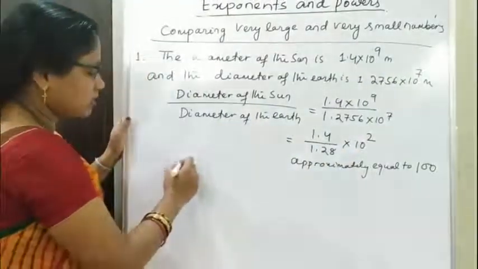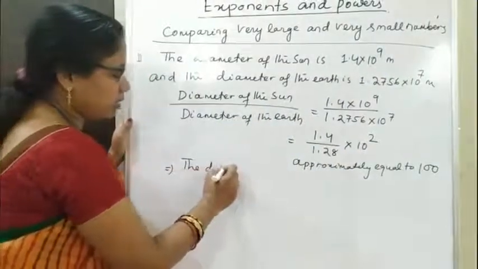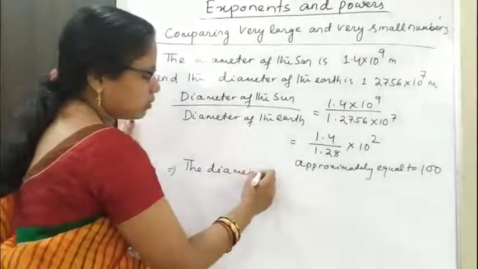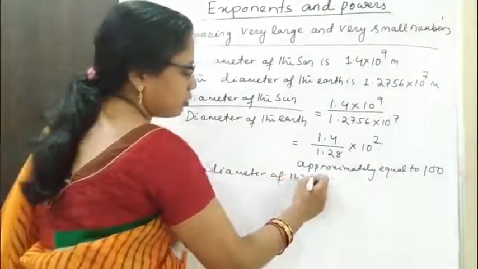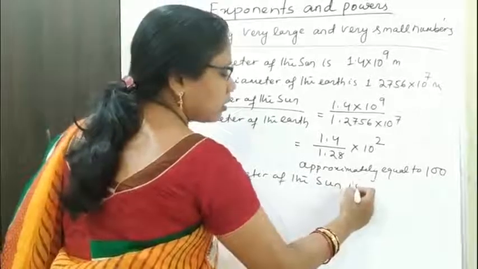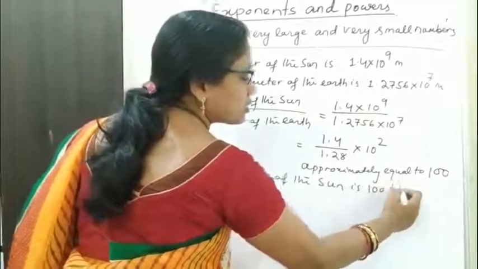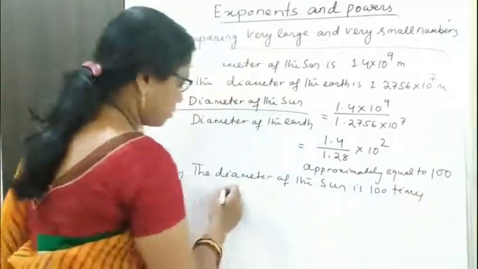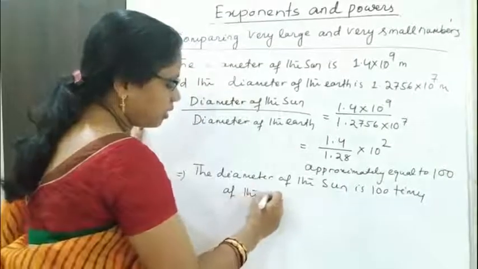So that means the diameter of the sun is 100 times the diameter of the earth.